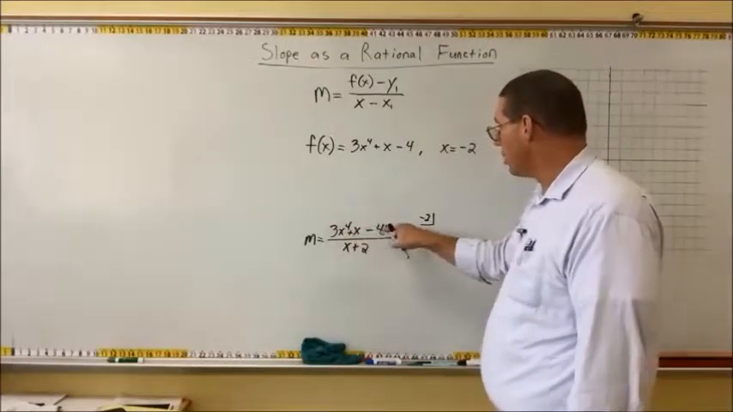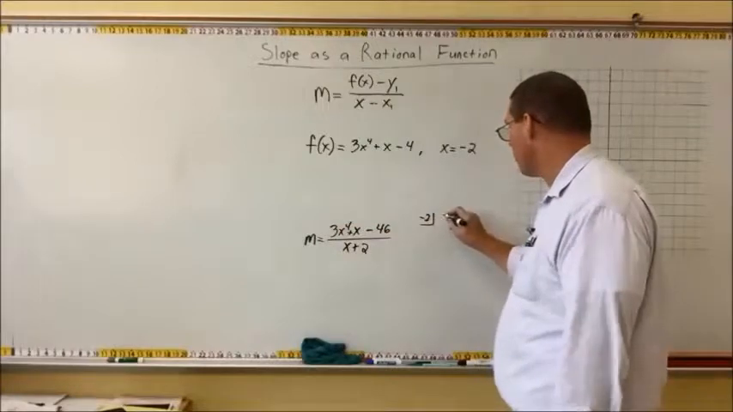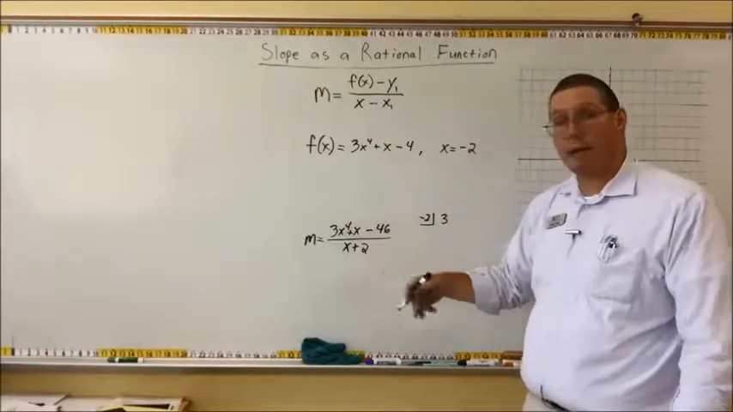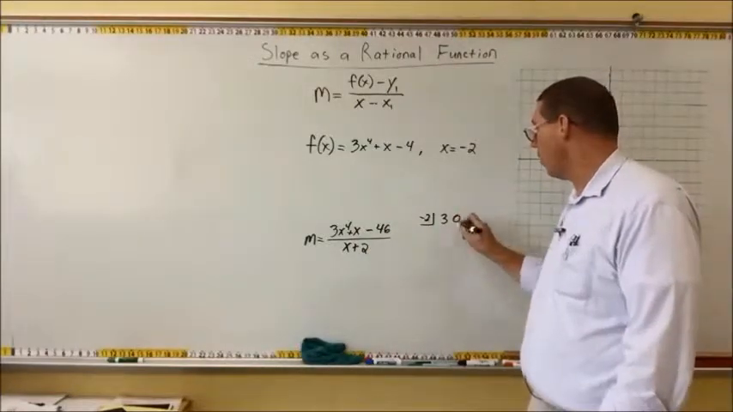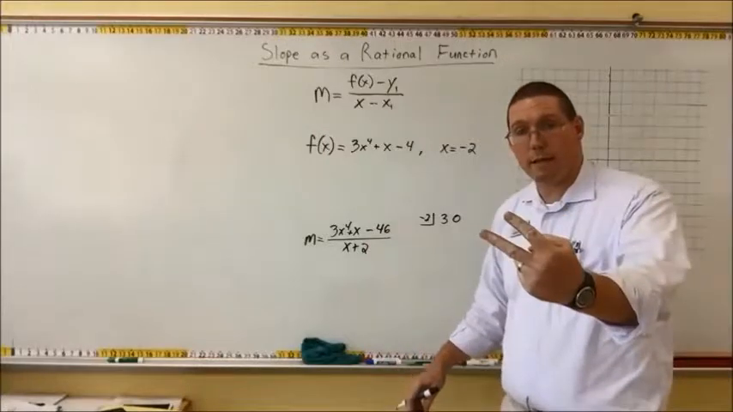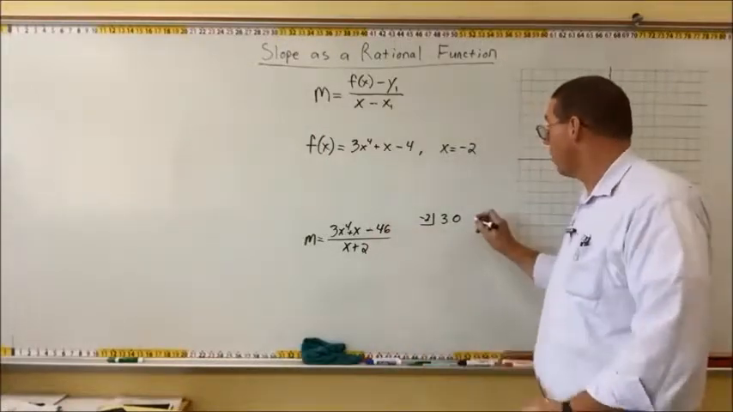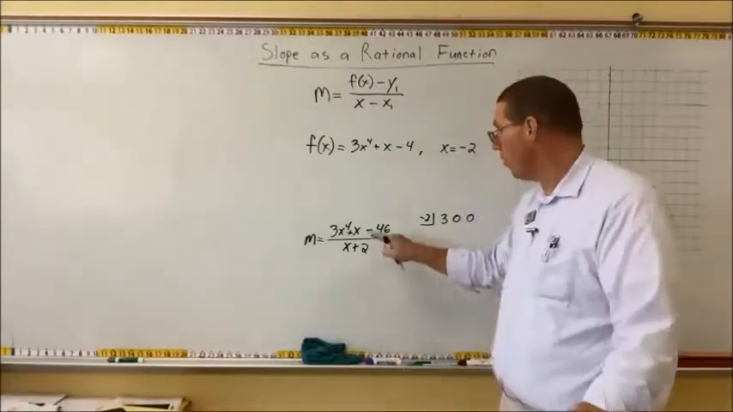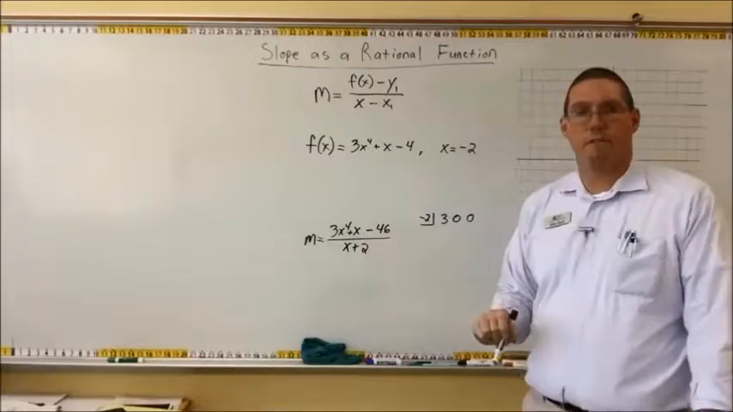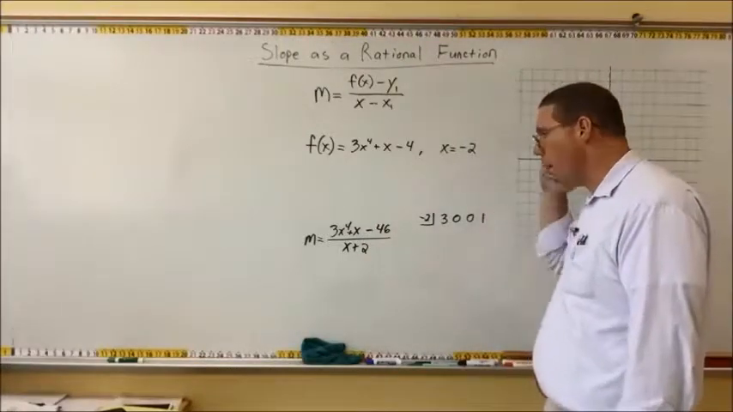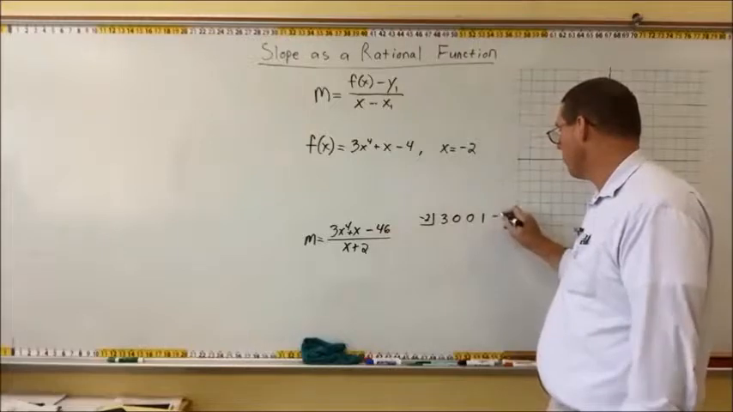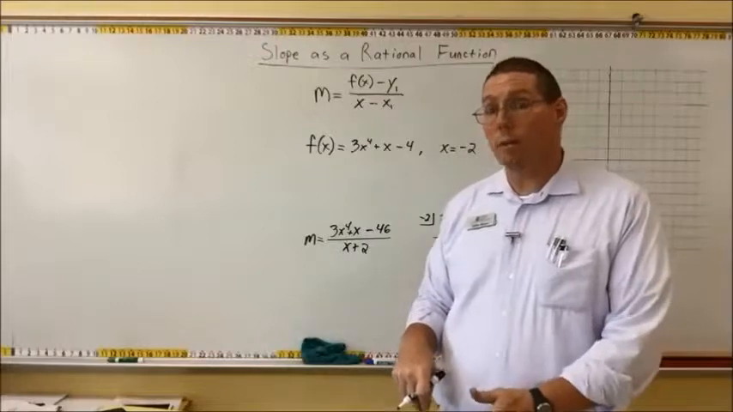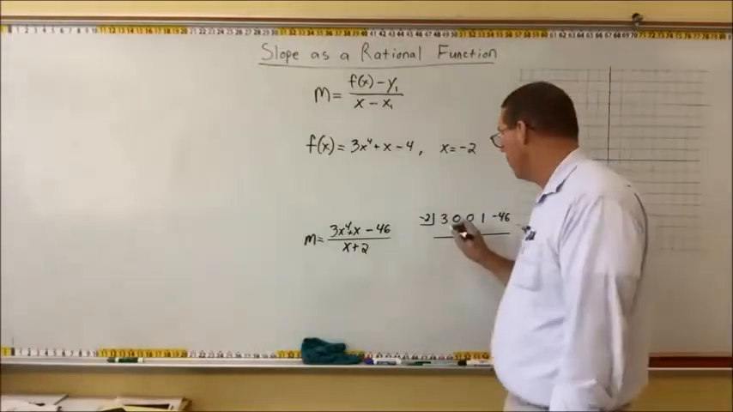Then for all my numbers here, I've got a 3x to the 4th, so that's 3. Then I have to put x to the 3rd. There is no x to the 3rd, so I'm going to put in a 0. Then I have to do x to the 2nd. There is no x to the 2nd, so I'm going to put in another 0. Then I have to put in x to the 1st. What's in front of x to the 1st? A positive 1. So I'm going to put in a 1. Then I have a minus 46, and we are expecting the remainder to be 0. It should be 0, or we did something wrong. So I put a 0 here.